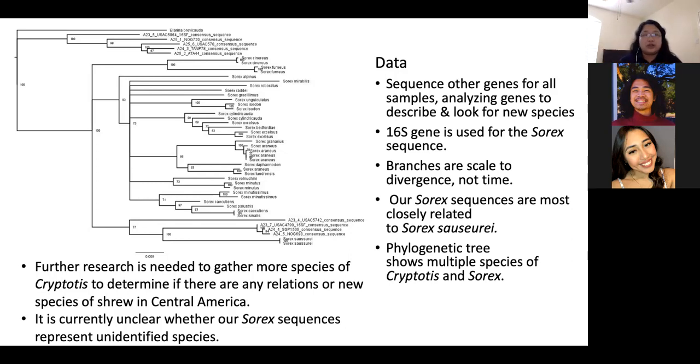Since the branches are scaled to divergence and not time, the tree shows multiple species of Cryptotis and Sorex. Divergence simply means that evolution occurs when two groups of the same species evolve within their groups to adapt to different environmental and social pressures. The occurrence of multiple species means that there is a lot of divergence among different species of shrew. Therefore, further research is required. We need to obtain more species of Cryptotis to see if there are any relations or the emergence of new species from shrews based on the sequences.